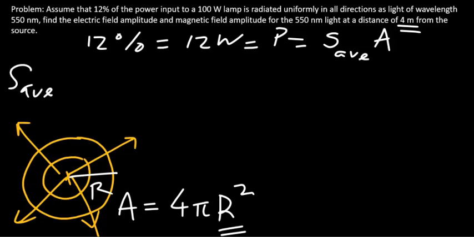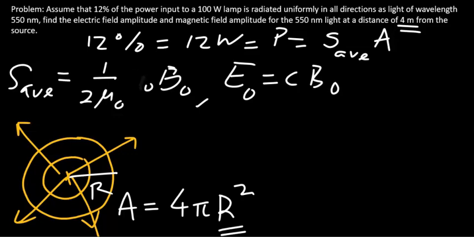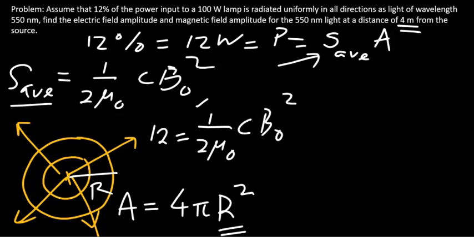The average value of the Poynting vector is given as 1 over 2 mu naught, the amplitude of the electric field times the amplitude of the magnetic field. And we know E naught and B naught are related in the following manner. Substituting E naught in terms of B naught, we get c B naught squared for S average. Let's put in all this information in here. In that equation, power is 12 watts, S average is 1 over 2 mu naught, c B naught squared, A is 4 pi r squared.